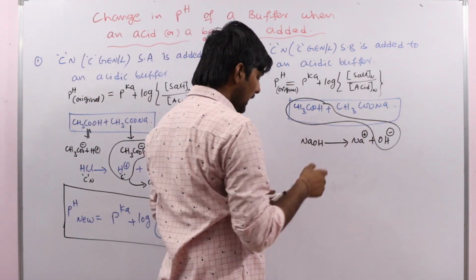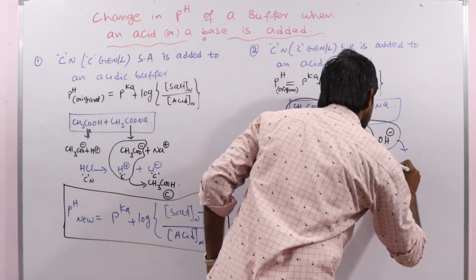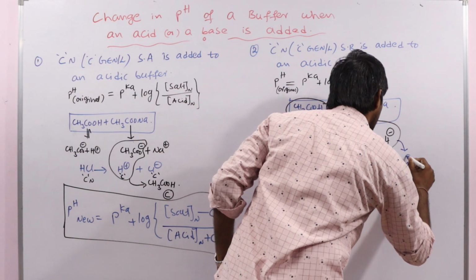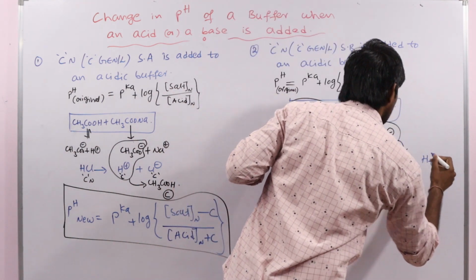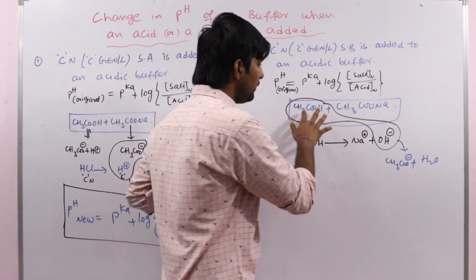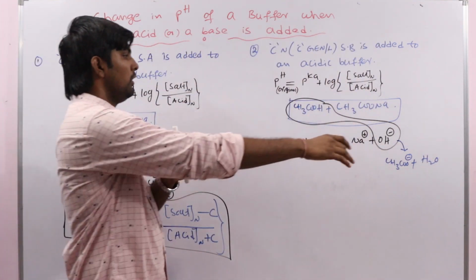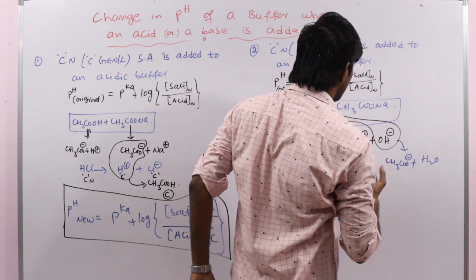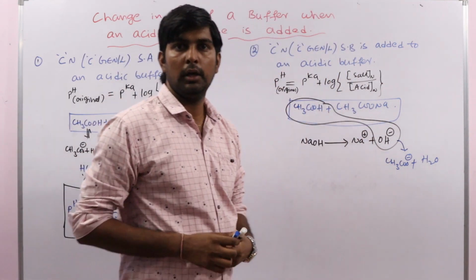So now these two react with each other. What happens? Here we get CH3COO minus formed plus H2O. Yes or no? OH minus reacts with H plus from the acetic acid, so we have acetate and H2O formed. Now this acetate combines with the Na plus present. So what is formed now? Salt is formed. Yes or no?